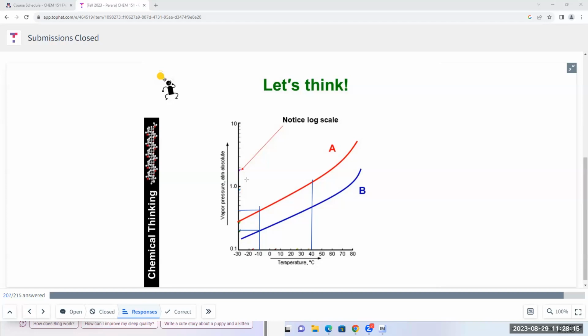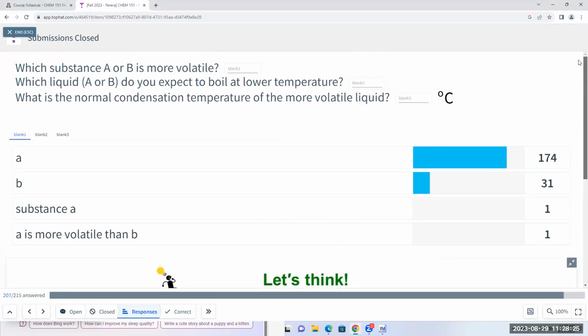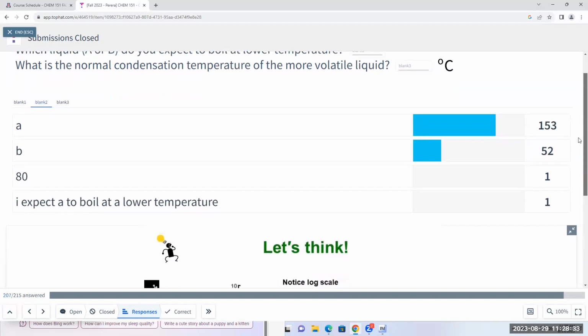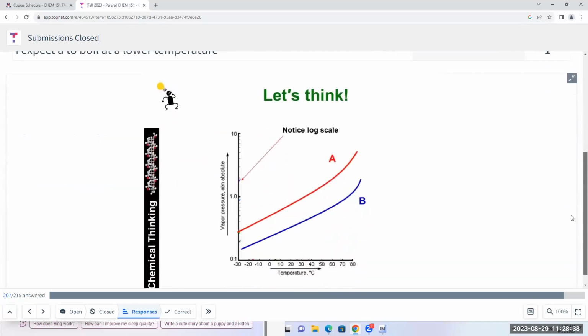All right. The other question was about the boiling temperature. Which liquid do you expect to boil at a lower temperature? Most of us answered option A, substance A, as going to boil first at a lower temperature, and that is correct. Remember, when does the boiling occur again? Boiling occurs when what happens? When what becomes equal to what?